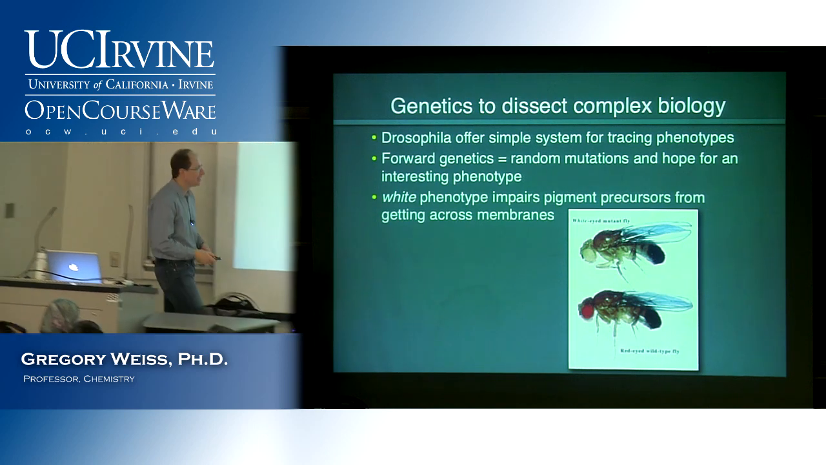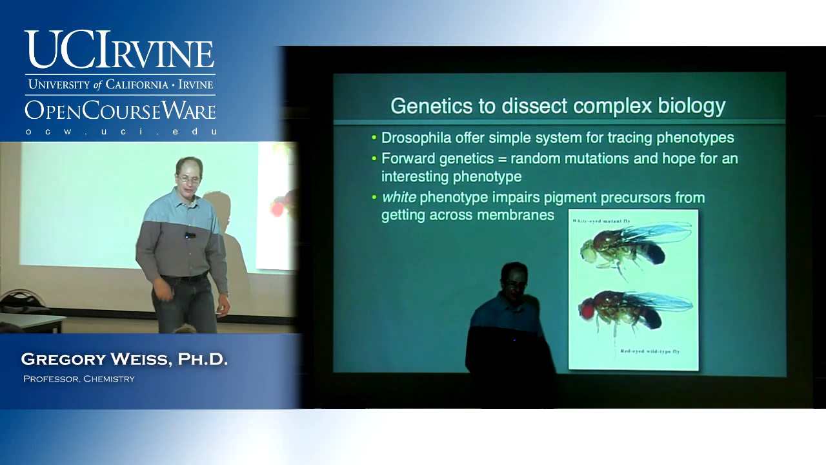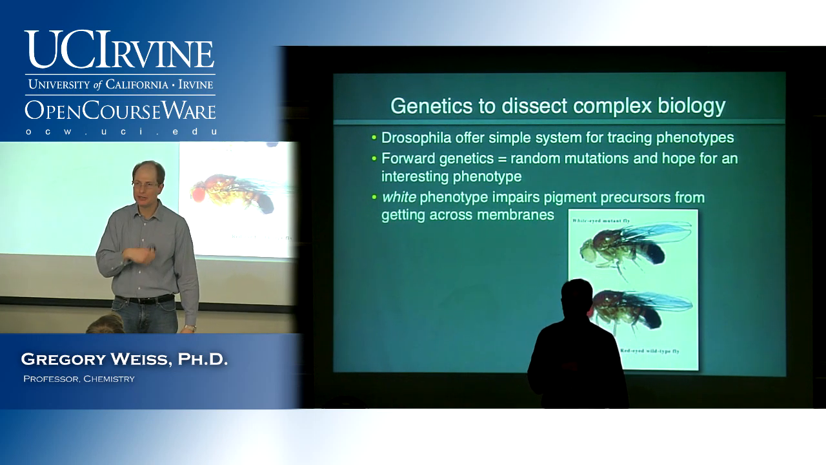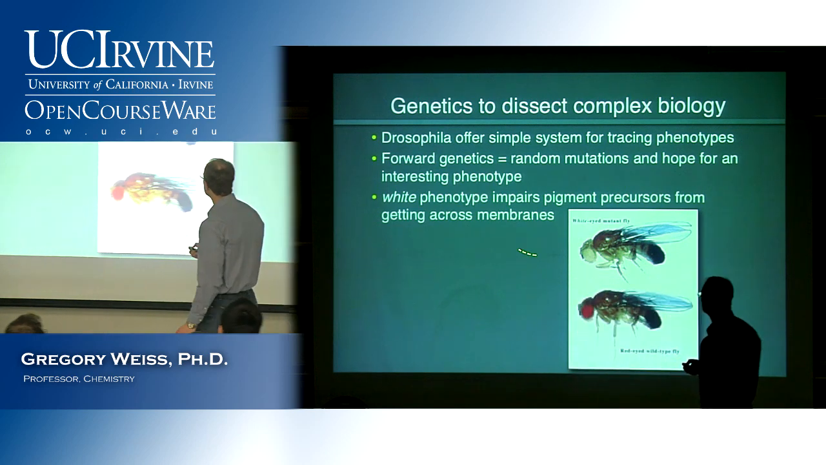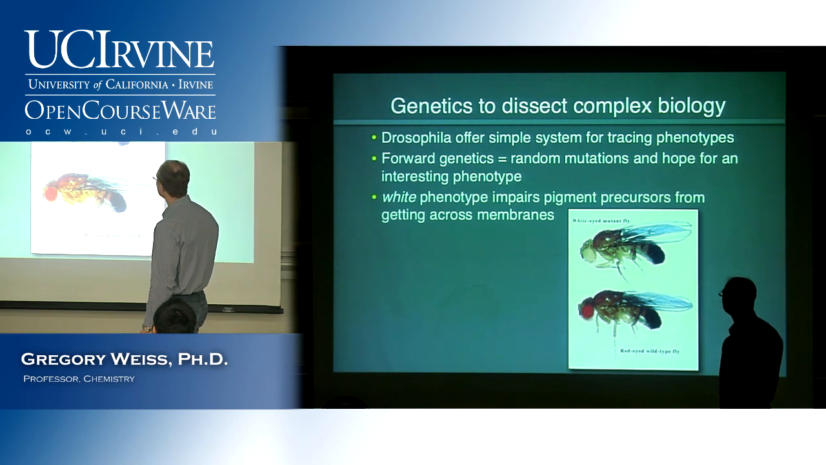So fruit flies naturally have red eyes. Okay? And if you irradiate a whole population of fruit flies, or you feed them some sort of chemical mutagen, you will eventually find fruit flies that have white eyes. Okay? They will have this white phenotype. They look like this: red eye, white eye.